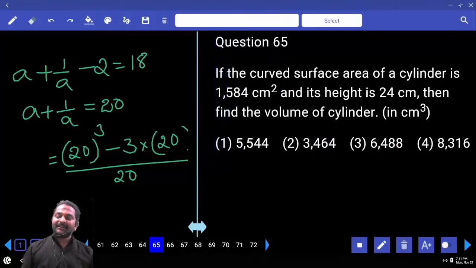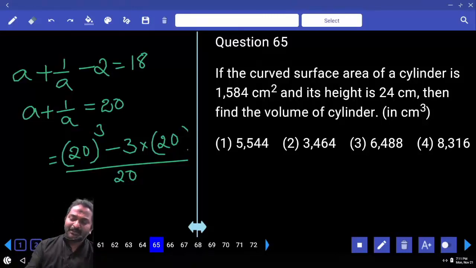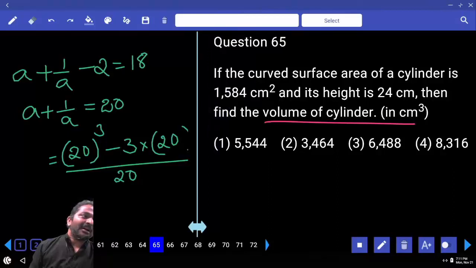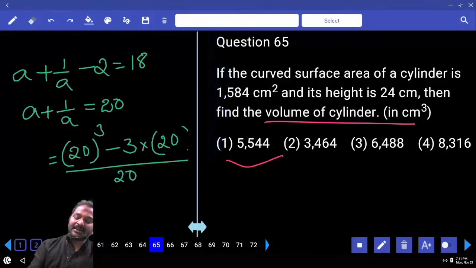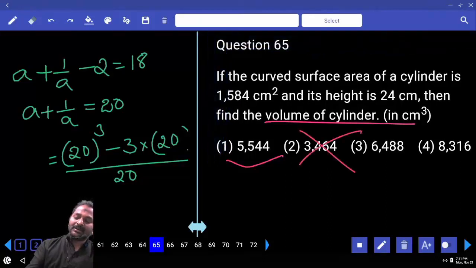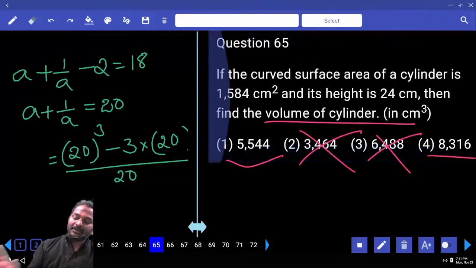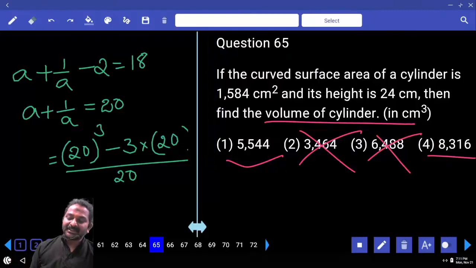The curved surface area of the cylinder is 1584 square centimeters and the height is 24. Then find the volume of the cylinder. Pi is involved. The answer must be a multiple of 11. First option, yes. Second, no. Third, no. Fourth, yes. Two possibilities are there.